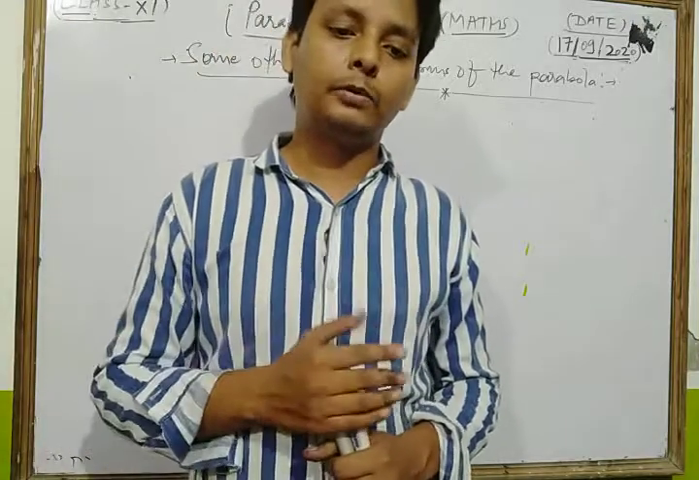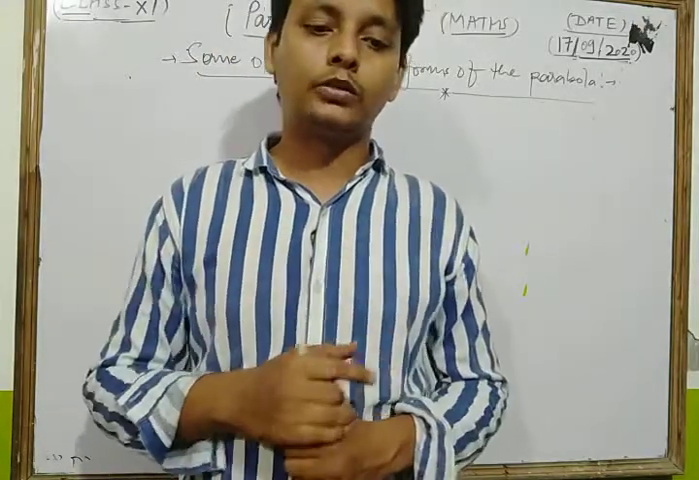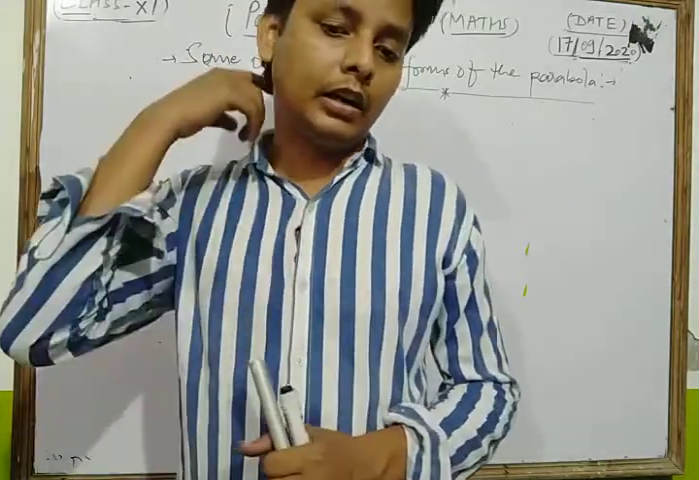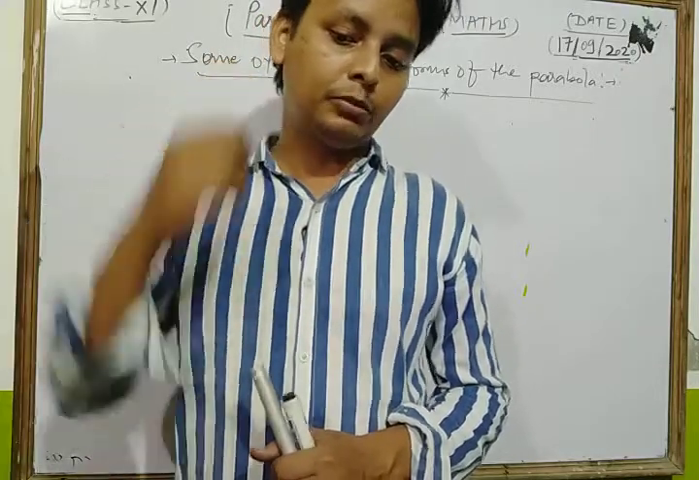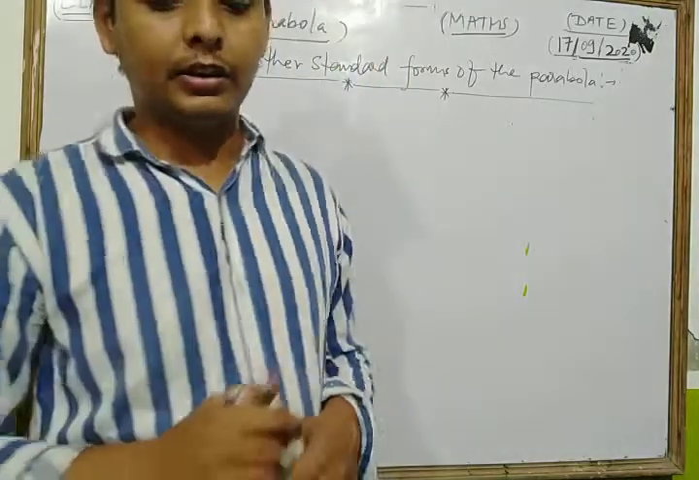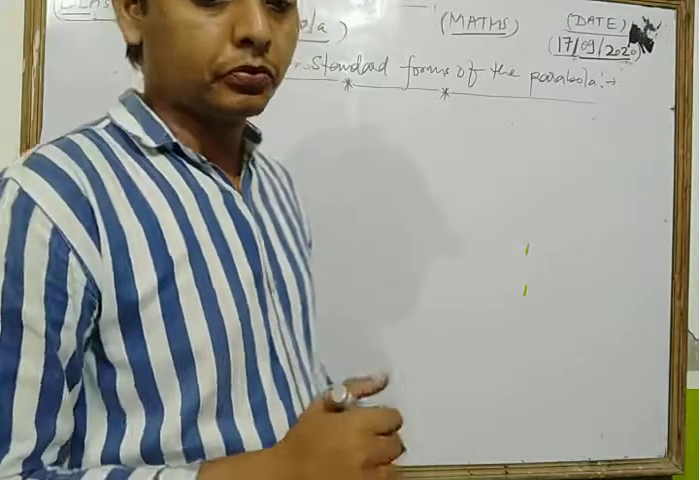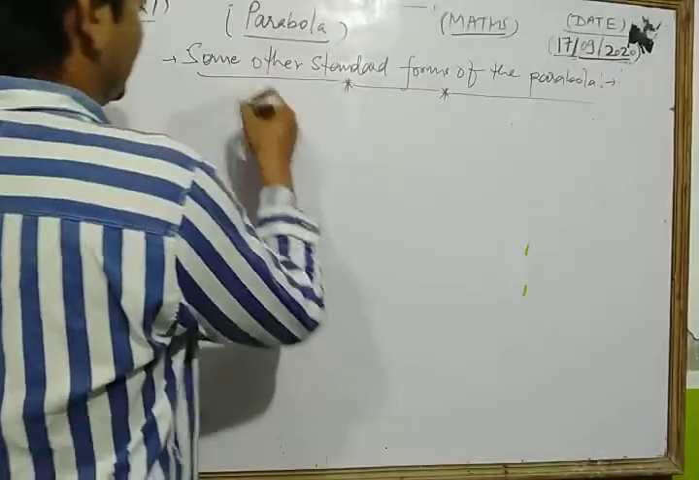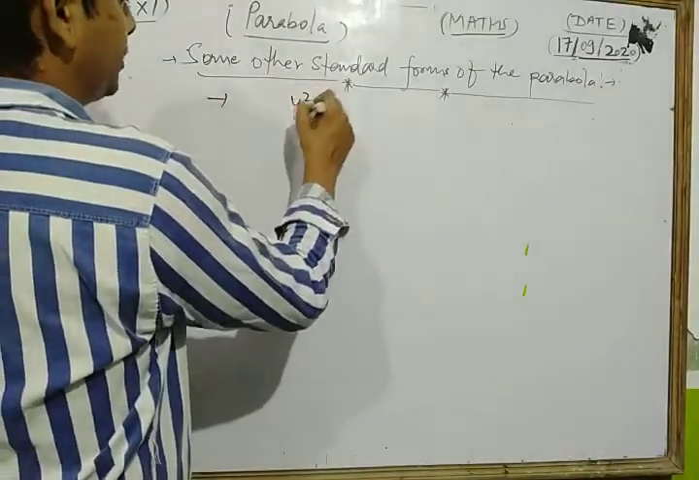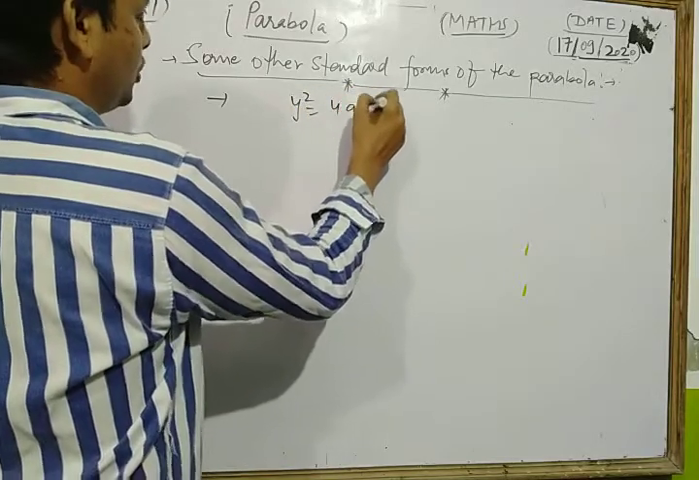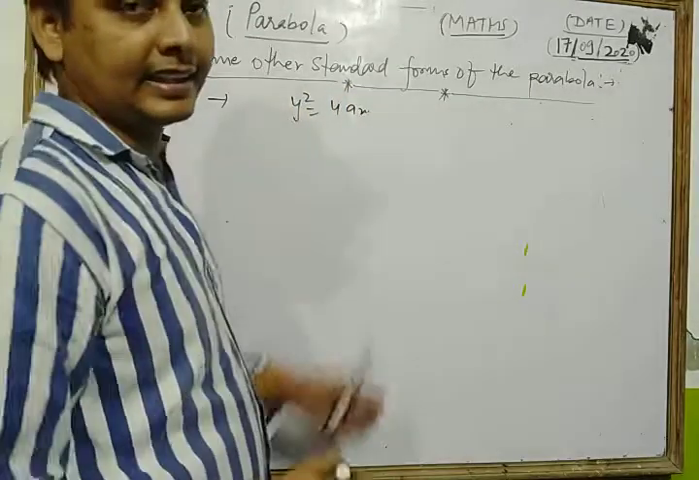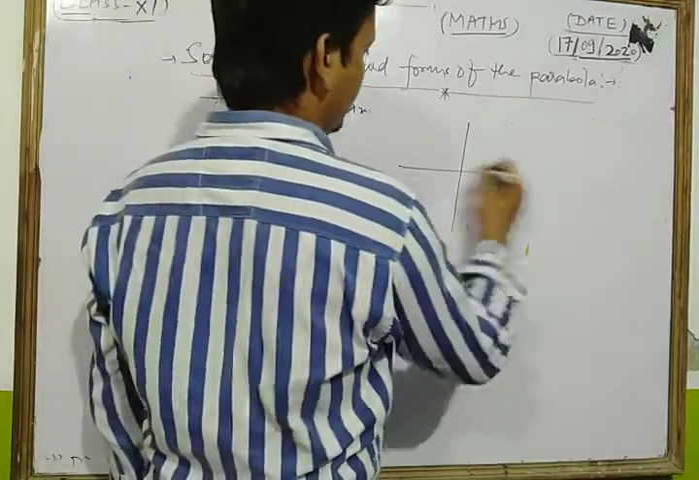These are the right hand parabola, left hand parabola, upward and downward parabola. Let's see all types of the parabola from the figure. First, we already discussed this parabola type: y square is equal to 4ax. In this type of parabola, the diagram is formed in this way.